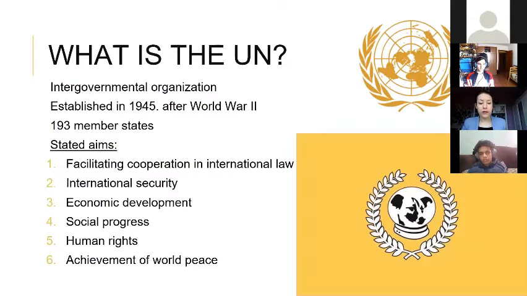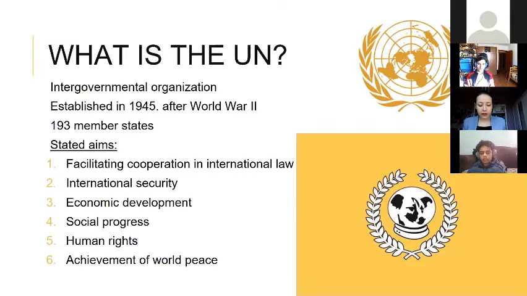The United Nations is an incredibly complex intergovernmental organization which was established in 1945 after the Second World War, and its aim is to prevent another world war and wars in general. The UN's main goals are to prevent conflicts between and within states, foster economic, political, and social development, promote human rights, and vanish economic differences between states. It is facilitating cooperation in international law, tries to protect international security, and aims for economic development, social progress, and the achievement of world peace in general.